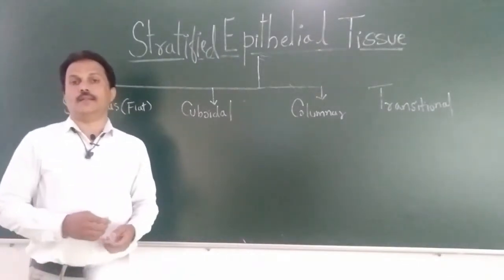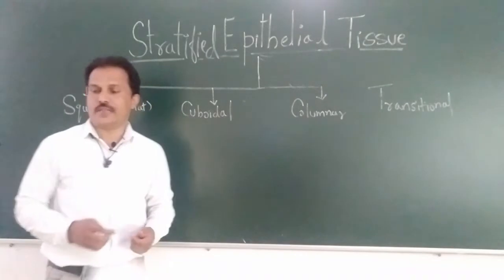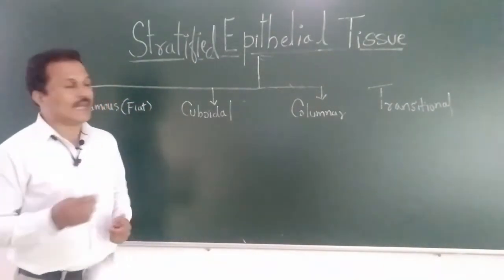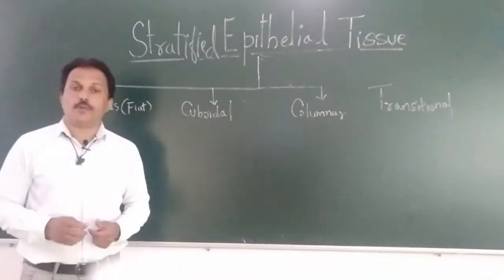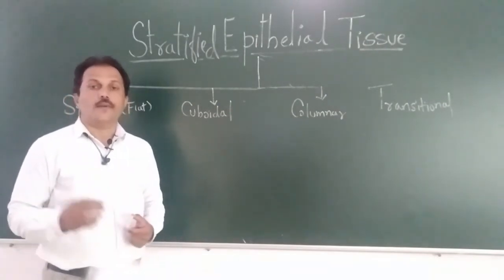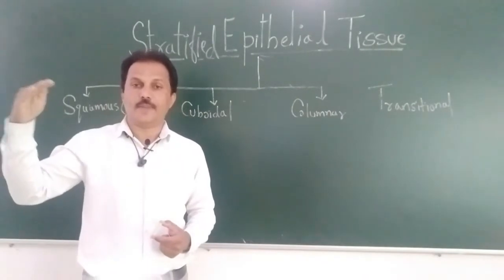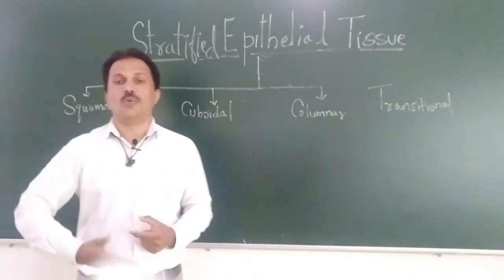Today we are going to start with the new section of the topic, structural organization in animals, and in that, stratified epithelial tissue is what we are going to discuss. So when we talk about stratified, what is stratified? More than one layer of cells. If it is present in the tissue, we call it a stratified or compound tissue.